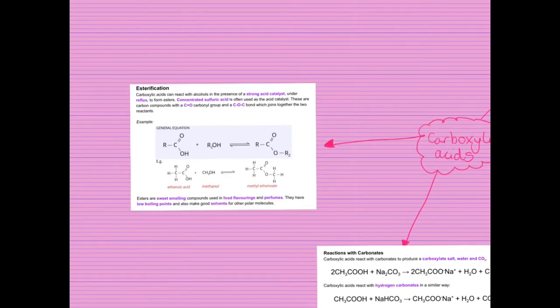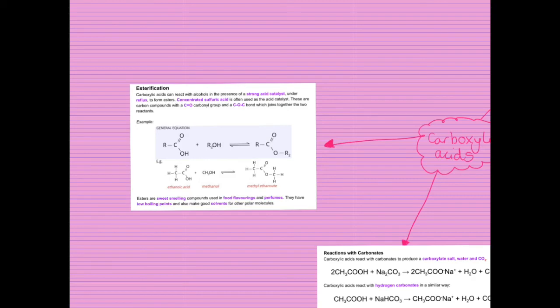So in the presence of a strong acid catalyst and reflux together with an alcohol, carboxylic acids will join together to make esters. Okay, esters smell sweet, they're used in perfumes and food flavourings. What you need to know though is that the OH from here and the H from here bond together to make water. So you've got then the O double bond and just the O. So that's the H should have been attached there.